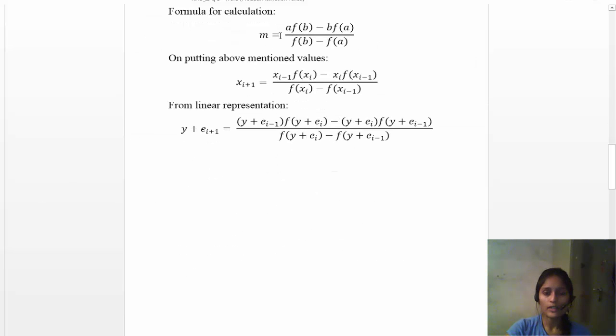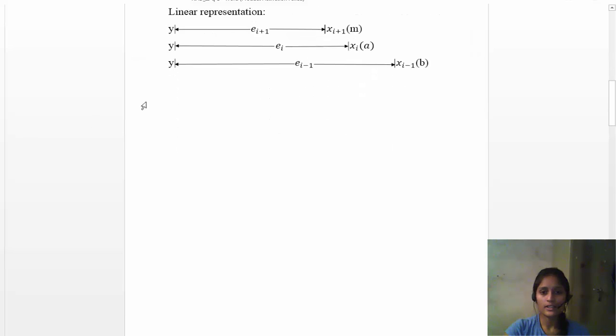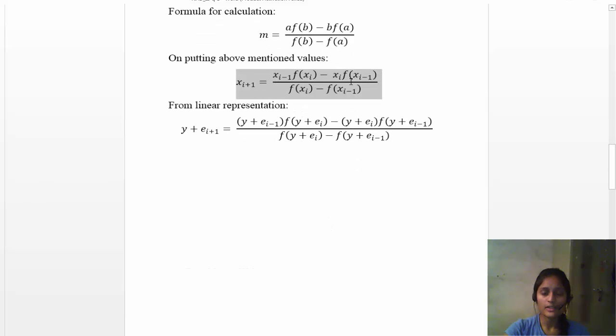Here is the formula for calculation. For the next approximation at every step we can calculate with this formula. A and b are the previous values and m will be the next approximation. F is the equation for which we are finding root, that is a function. On putting the values that I mentioned in this equation, that m is x i plus 1, a is x i and b is x i minus 1, we can get some equation like this.